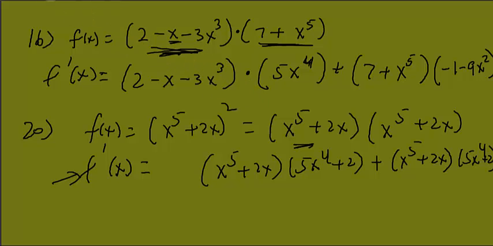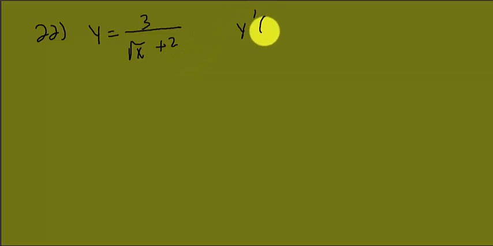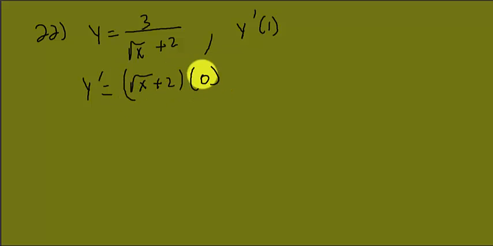Alright, now let's go ahead and move on down to number 22. You're given y is equal to 3, all that over square root of x plus 2. And they want you to find y prime of 1. So that means they want you to take the derivative of this and then substitute in 1. We have to use a quotient rule, so y prime is denominator, which is rad x plus 2, times derivative of the numerator, which is 0, because derivative of the 3 is 0, minus the numerator, which is 3, times the derivative of the denominator.